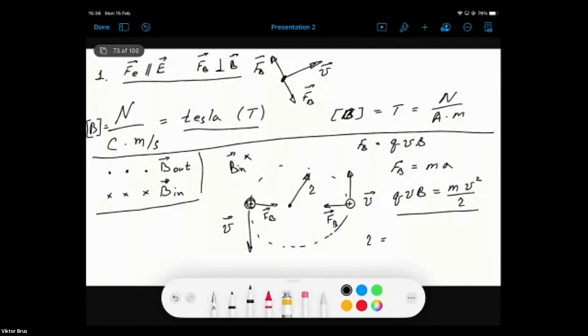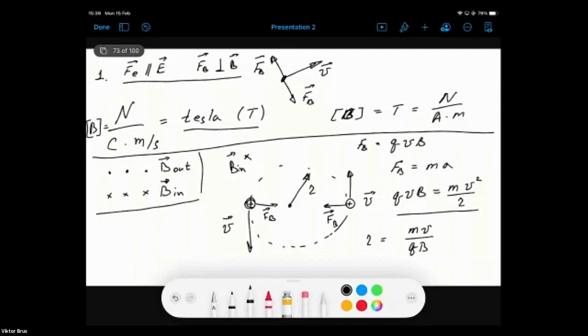So it will be M times V divided by Q times B. So we see that this radius is proportional to the linear momentum of the charged particle, and inversely proportional to the electric charge and magnetic field. So it means that if, for instance, we have the same particle with a fixed speed, we will reduce this radius if these particles are moving in a stronger magnetic field.